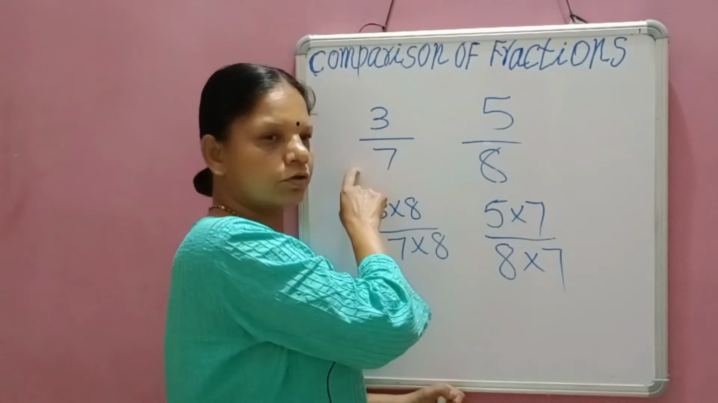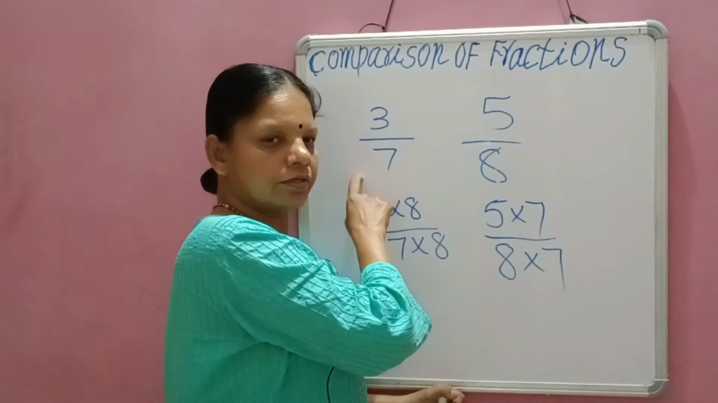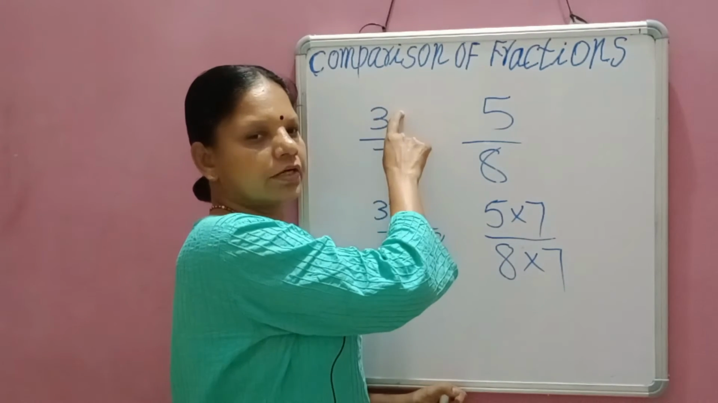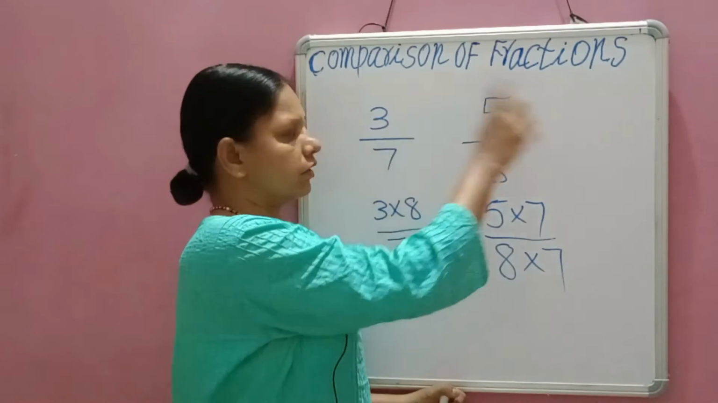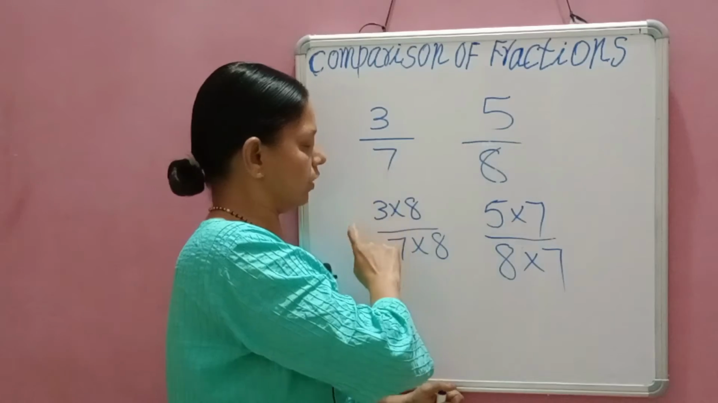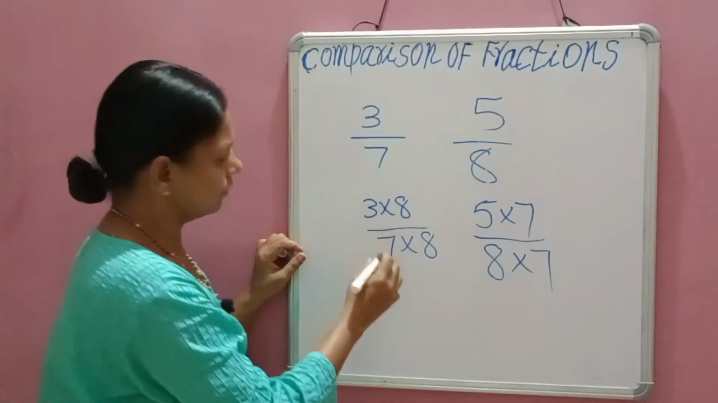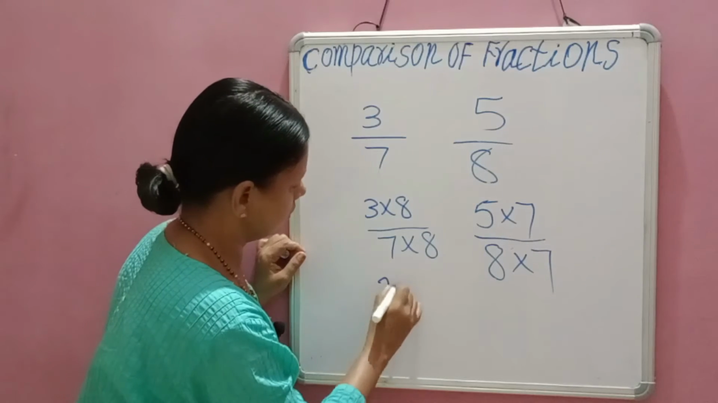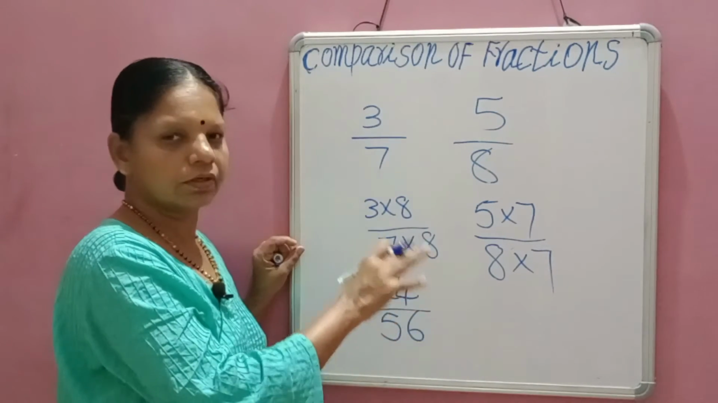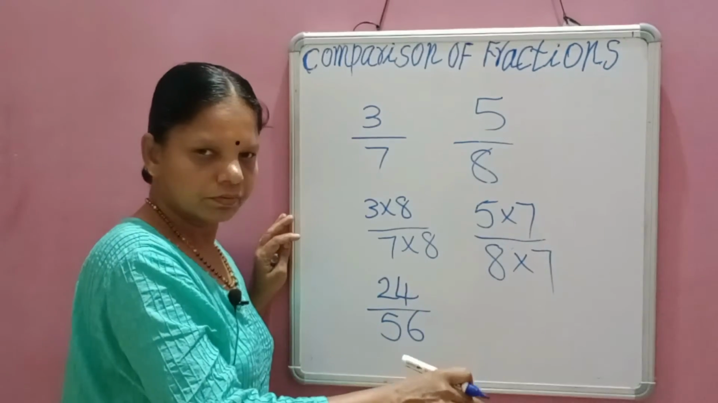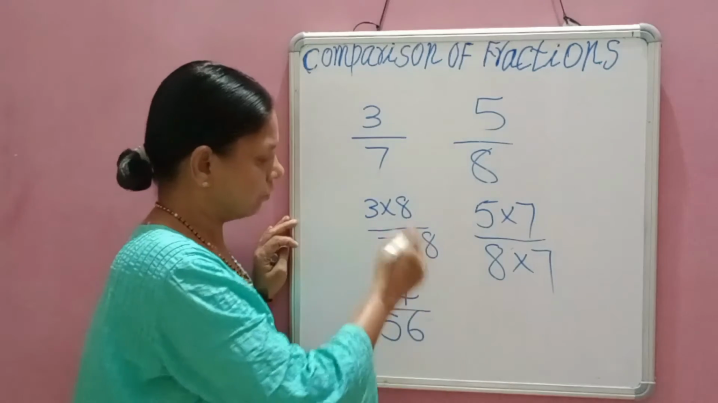If the first cross product is greater, the first fraction is greater. If the second cross product is greater, the second fraction is greater. So here 3 eighths are 24 upon 56. Actually we are just equalizing the denominator, but we are generalizing a rule from this.